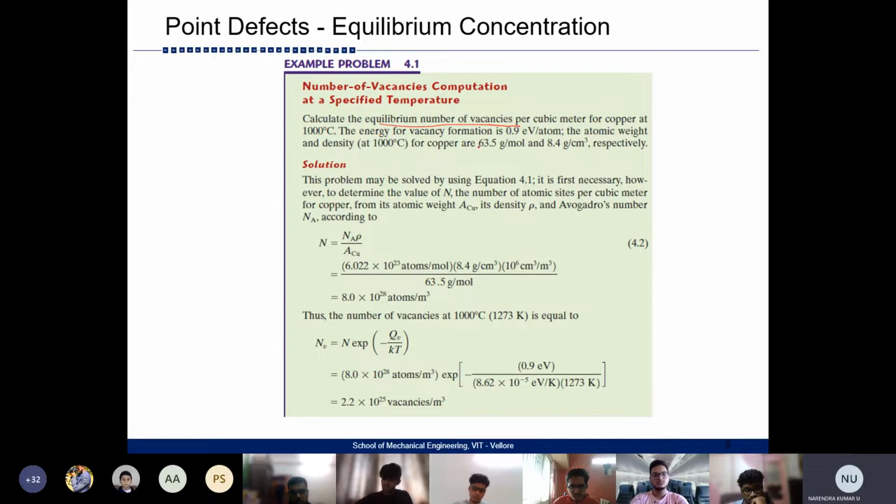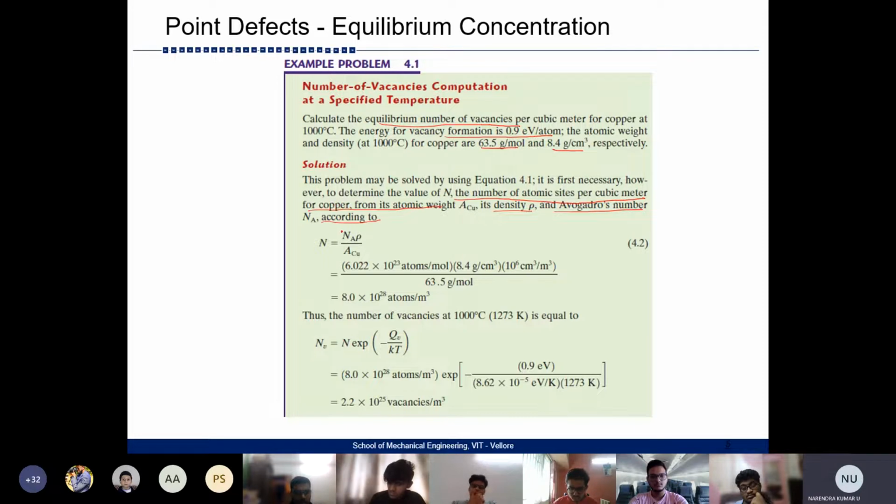The energy for vacancy formation is given as 0.9 electron volt per atom. The atomic weight and density at 1000 degrees are also given, that is 63.6 grams per mole and 8.4 grams per cubic centimeter respectively. So if you see what things are necessary, we have to first find them out. The problem may be solved by using equation 4.1, which we already know. However, to determine N, the number of atomic sites per cubic meter for copper, from its atomic weight and density, the number has to be calculated.